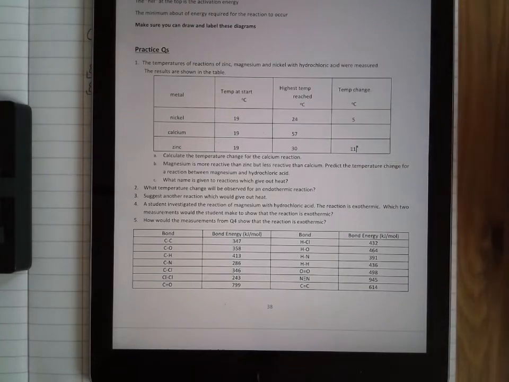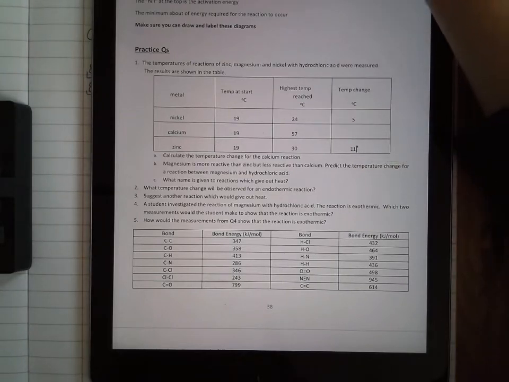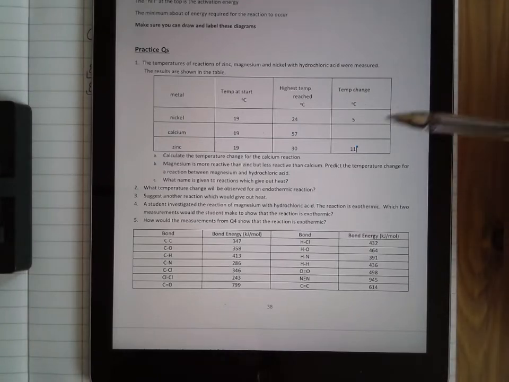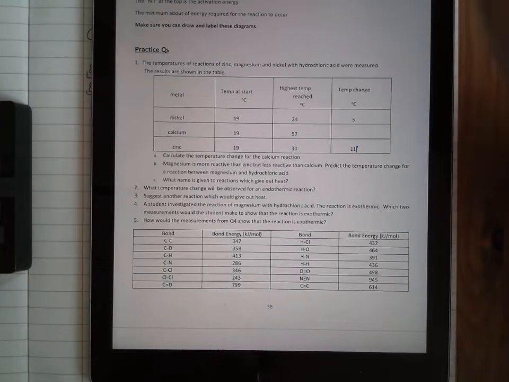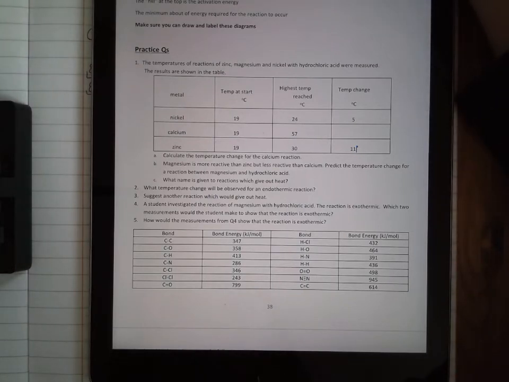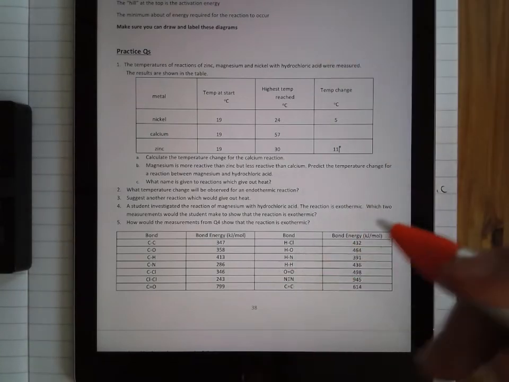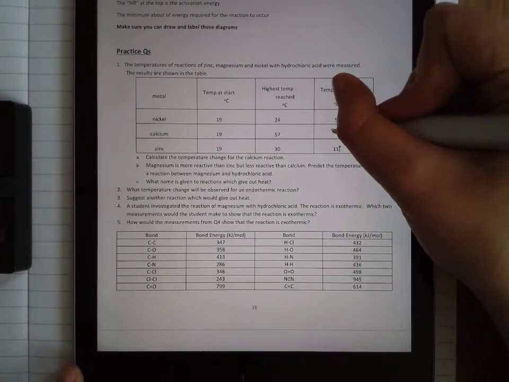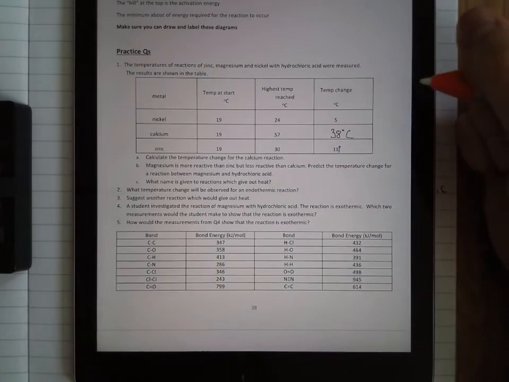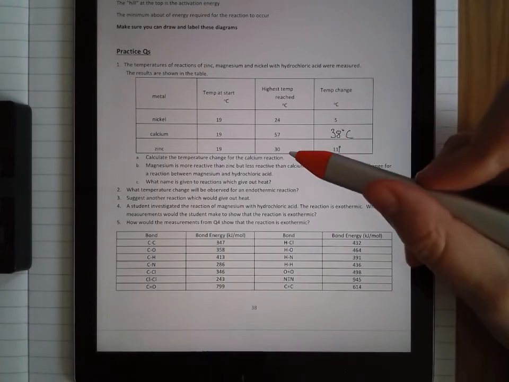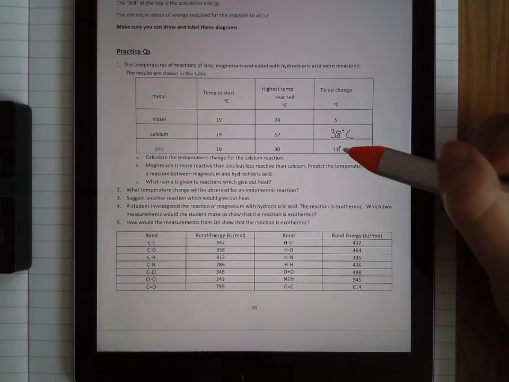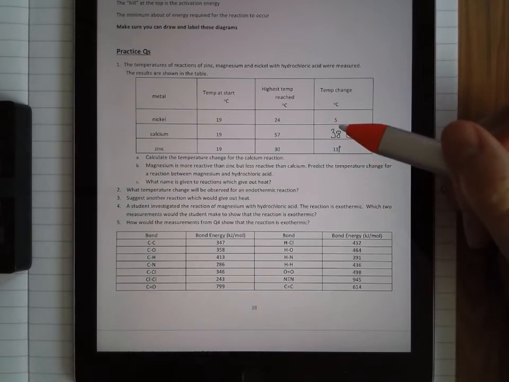Okay, the first one has been done for you. The difference between 24 and 19 is 5, so you've had a 5-degree increase. Because you've got an increase, even though it's only a small one, you would say that this is an exothermic reaction. In the next reaction between calcium and hydrochloric acid, you again see that you've got an increase. And this time you've got an increase of 38 degrees Celsius. So again, you've got another exothermic reaction. In the last reaction, you see you've got an increase of 11 degrees Celsius, so another exothermic reaction.